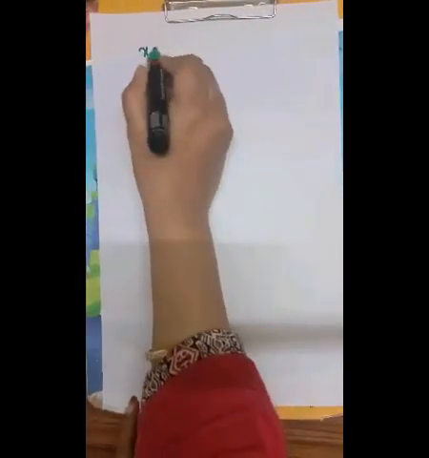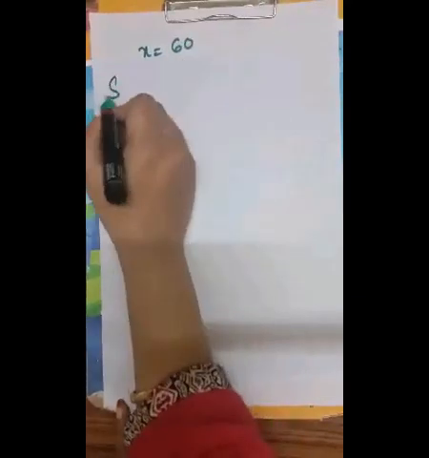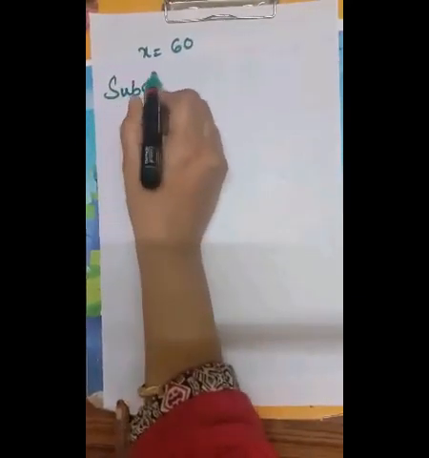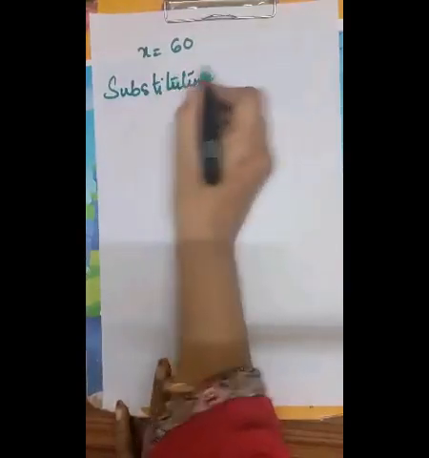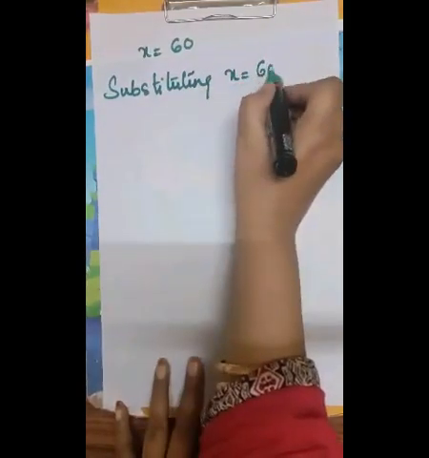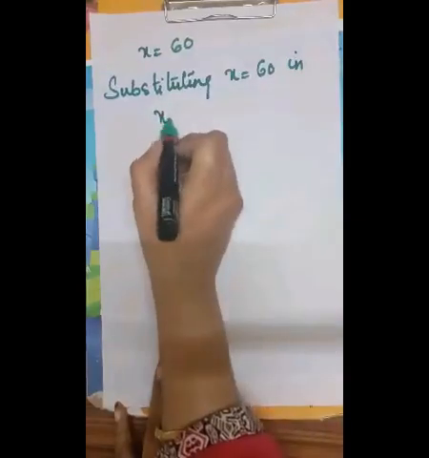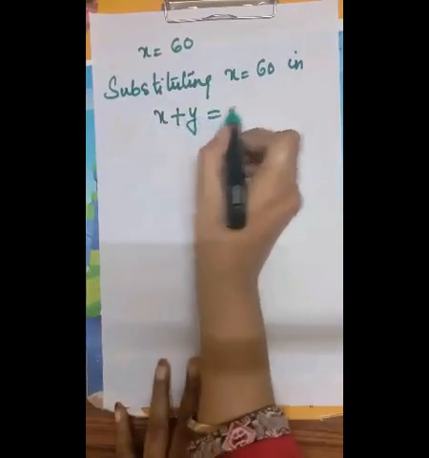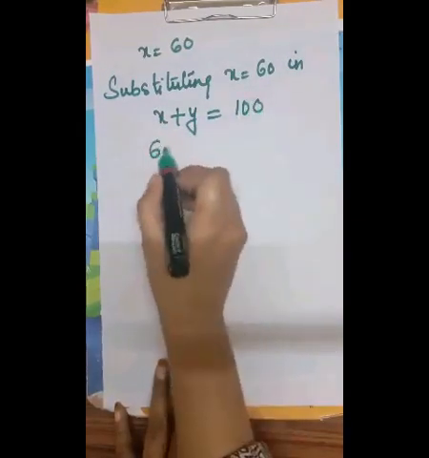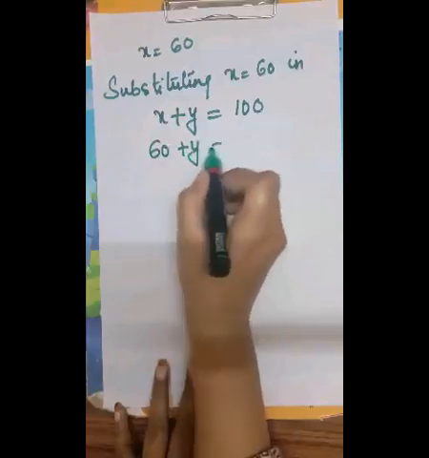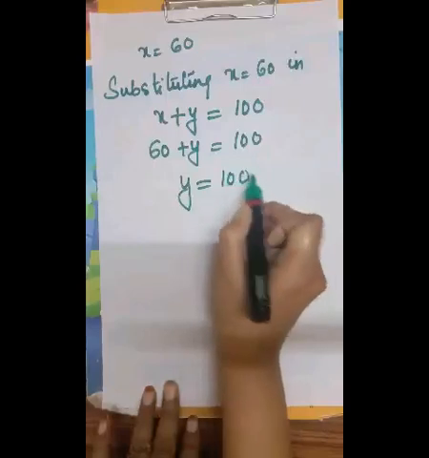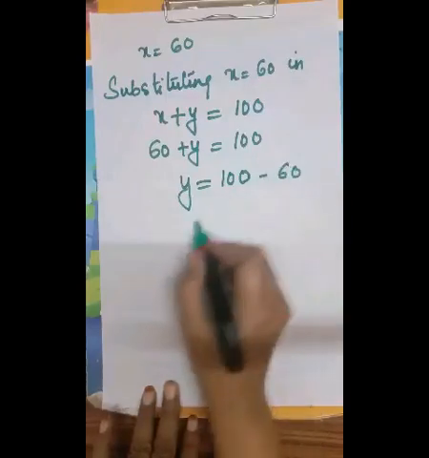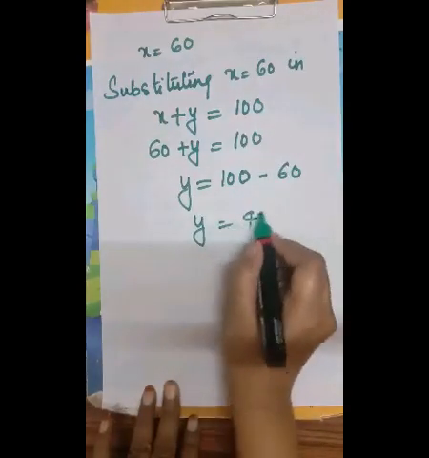X is equal to 60. Substituting x is equal to 60 in any equation, your wish. I am taking x plus y is equal to 100. 60 plus y is equal to 100. Y is equal to 100 minus 60. So y is equal to 40.